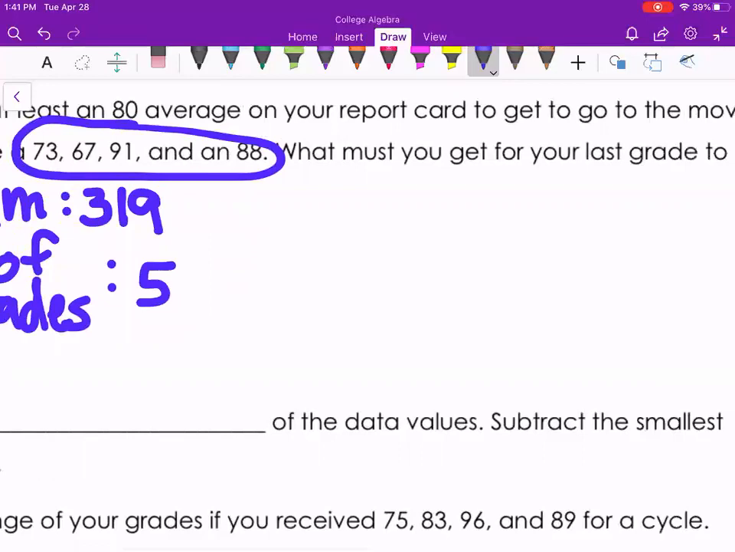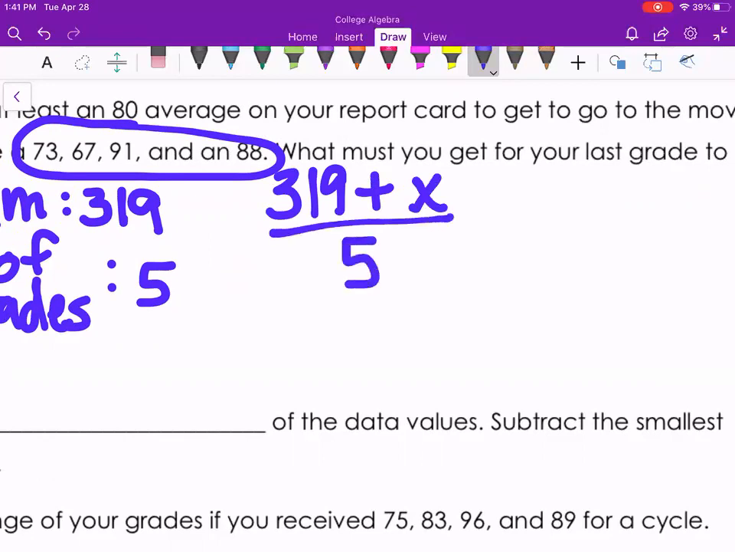So I'm going to use that to write out my equation. So all of that totaled to 319. So 319 plus my missing last grade divided by the 5 grades I'm going to have total needs to be at least an 80. So we'll set it equal to an 80 and we'll solve from there.